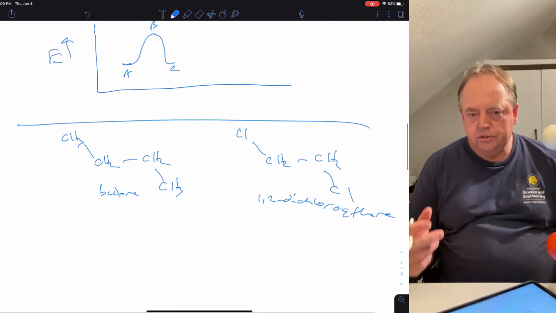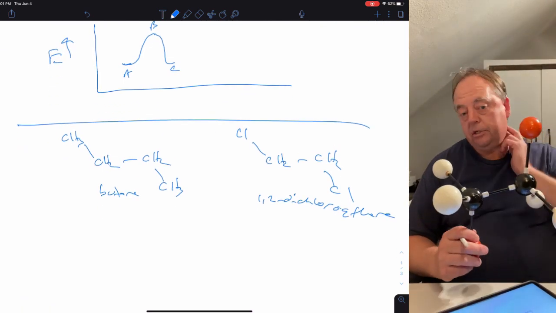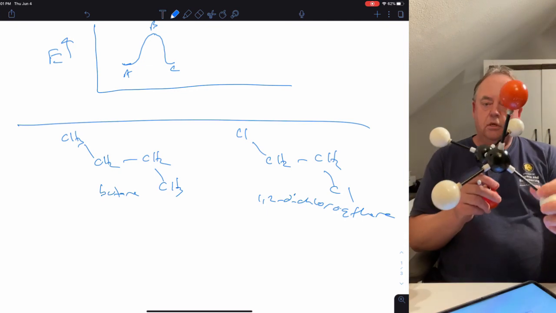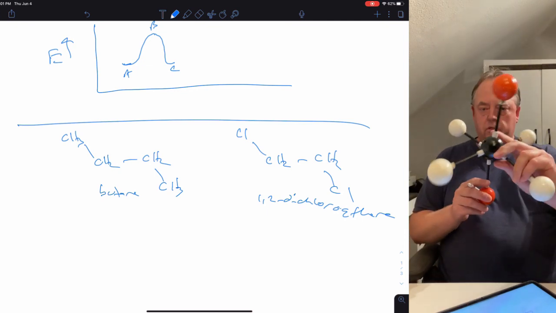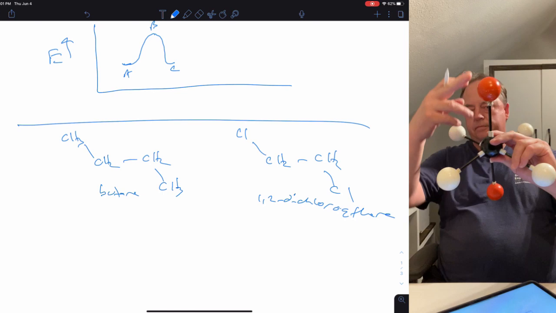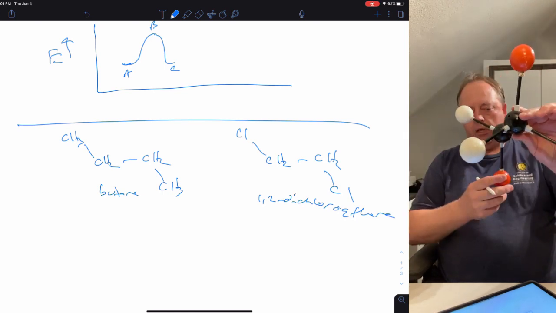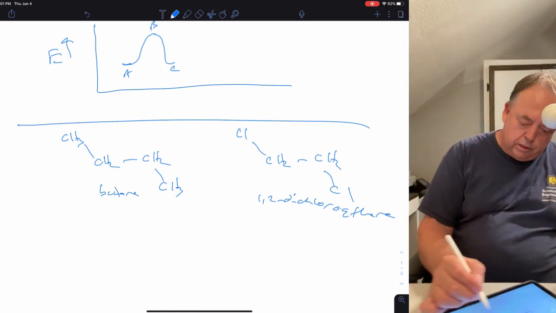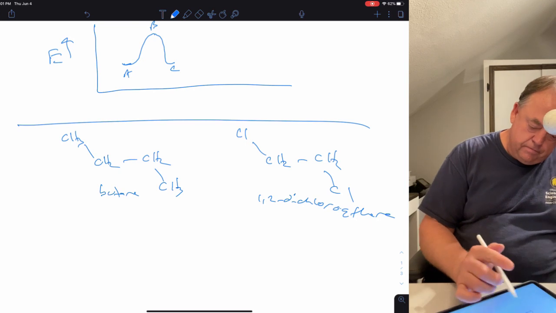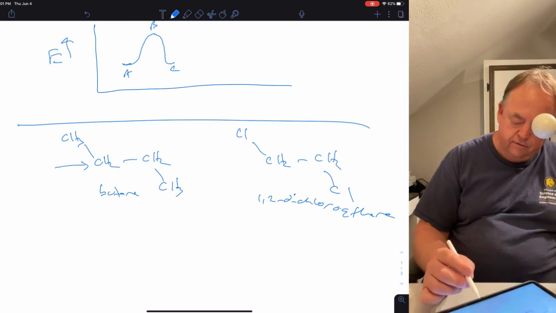The energy profile is going to be similar. It's going to have similar conformations. So we're going to start in this conformation where the two chlorines are as far apart as possible, or the two methyls if it's butane. So we're going to basically look down this bond. We're going to look down it if it's butane.